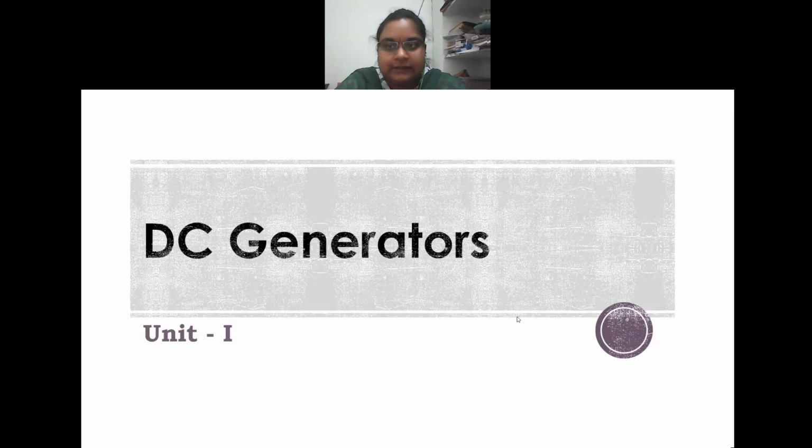As I discussed earlier, we'll be seeing the basic laws that are used in these machines. So let us start the class. Basically, we need to first understand that the first chapter is called the AC generator.